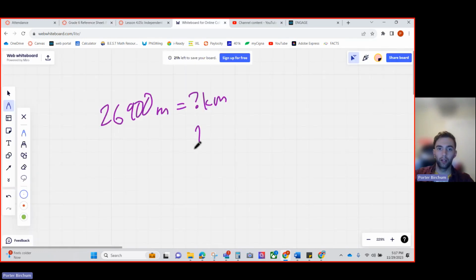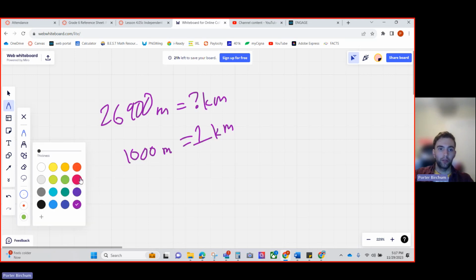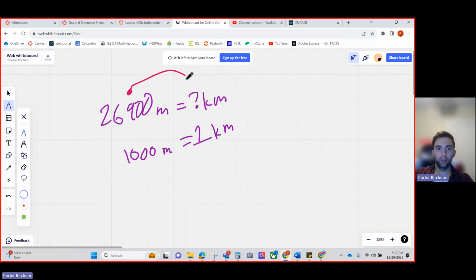Ooh, close one. 1 kilometer is 1,000 meters. Notice how both of my meters are on the left side, both of my kilometers on the right side of my work. We are trying to turn the meters into kilometers.